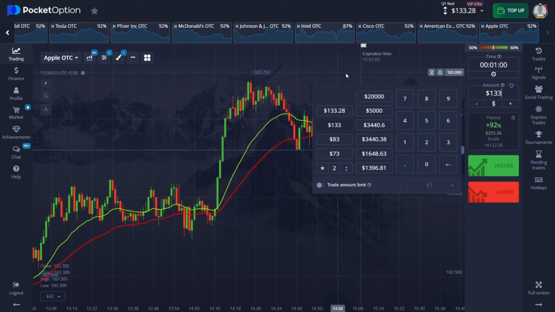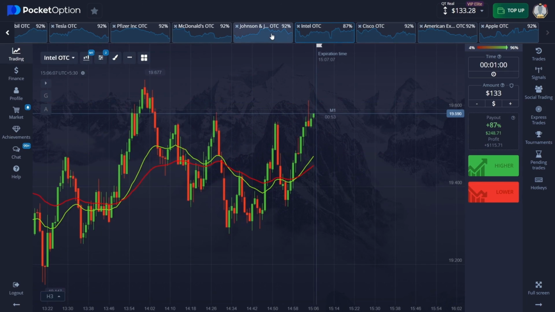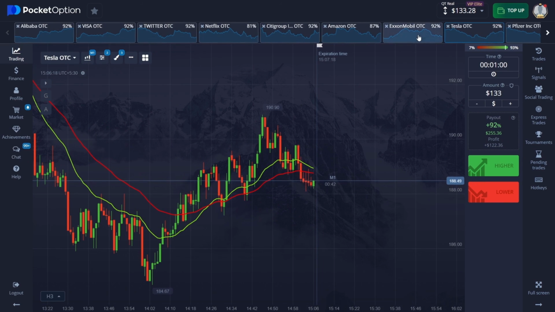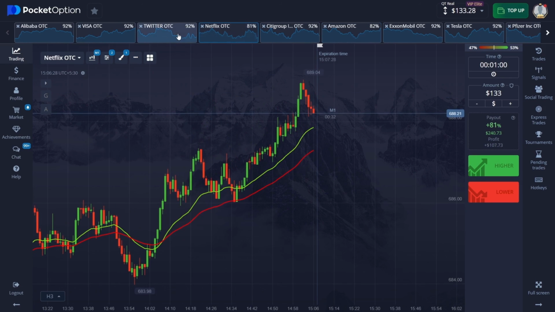Let's find a trade for $133 on the OTC market using the moving average. We can consider Netflix, but the moving average is too far. I'll focus on Netflix OTC. If I get a good entry, I'll place a trade for an upward move from the moving average. Let's wait for this candle to close.